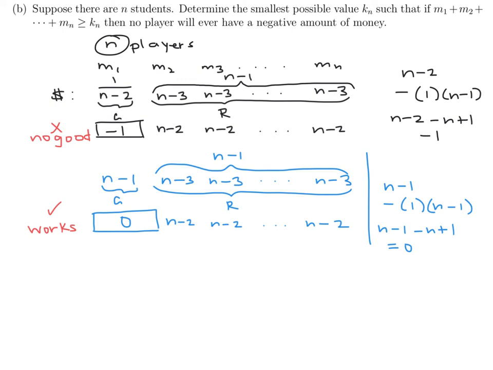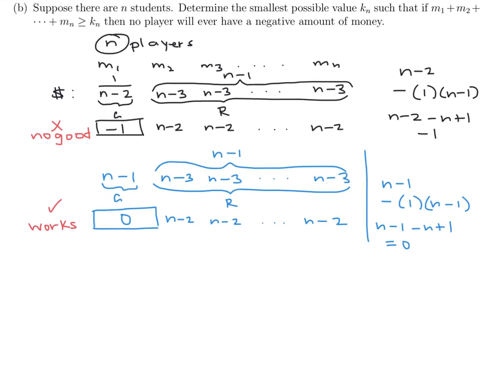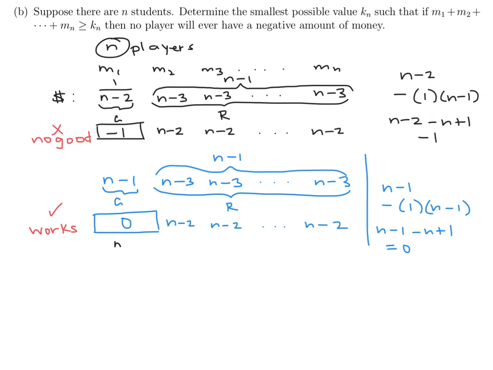All right, so what do they want? They want the smallest value k, where k is the sum. Okay, k is the sum. So in this case, what is the sum? Well, the sum is m1 plus m2 all the way till mn. In this case, this was m1, this is m2, this was m3, dot dot dot, all the way to mn. So the sum looks like 0 plus all of these n minus 2s, and there's n minus 1 players. So I just have to multiply n minus 1 times n minus 2. Okay, so this is n squared minus 3n plus 2.